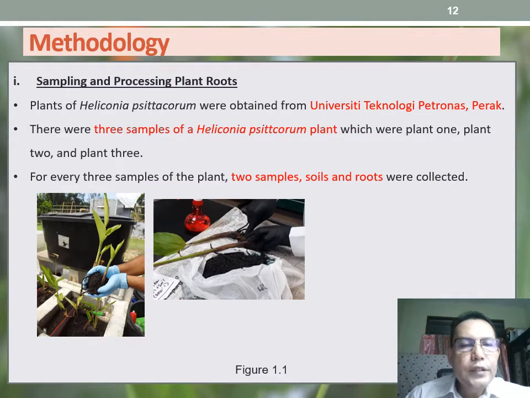Methodology. First, sampling and processing plants' roots. Plants of Heliconia were obtained from University Technology Petronas. There were 3 samples of Heliconia plant, which were plant 1, plant 2, and plant 3. For every 3 samples of the plant, 2 samples, soil and roots, were collected.